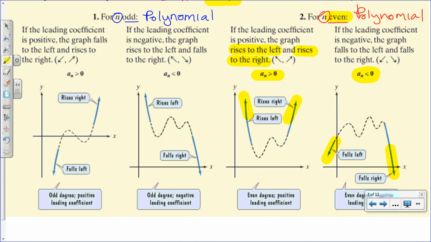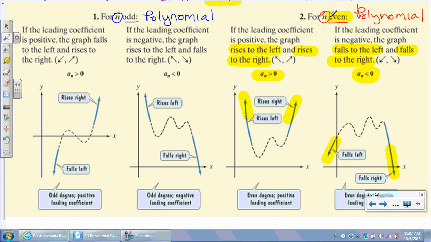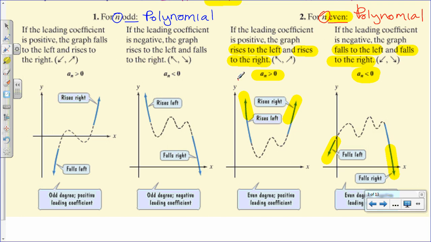Okay, so in this case we say it falls to the left and it also falls to the right. Okay? So for even polynomials, remember the quadratic function? Happy parabolas, sad parabolas, yeah? I think that one's pretty easy. Now let's just write this down here. If a is greater than 0, that means that leading coefficient is positive, right? And if a is less than 0, that means that leading coefficient is negative.